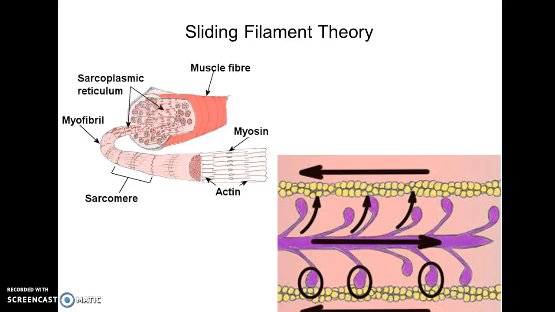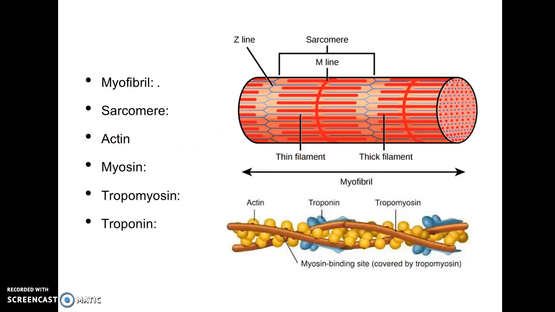Each muscle fibre is made up of smaller fibres called myofibrils. These contain even smaller structures called actin and myosin. These filaments slide in and out of each other, causing a muscle contraction. There's a lot of terminology within the topic, so here's a couple of the key words.